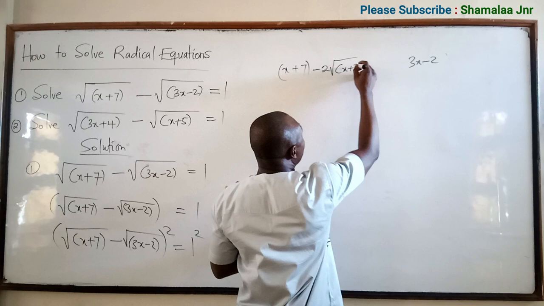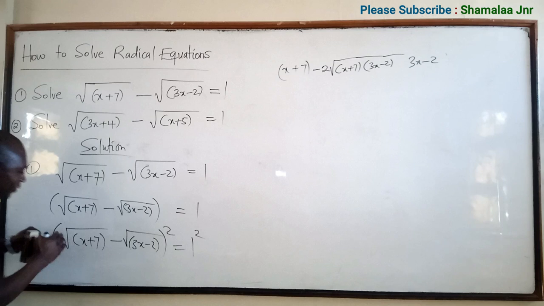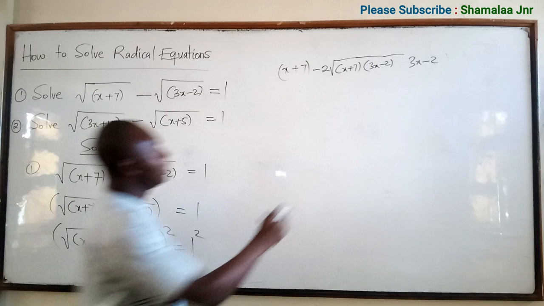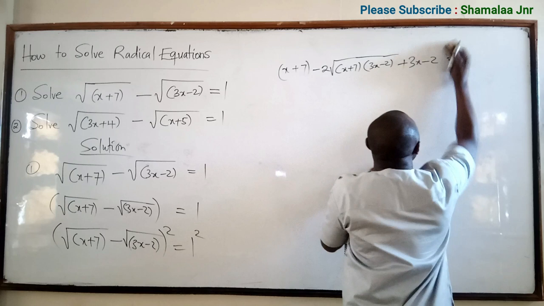And then 3x minus 2. Are you seeing it? So this times this, times 2. You are getting that. And then this one is last, 3x minus 2. Yes. And this is too called to the right hand side. The right hand side is what?